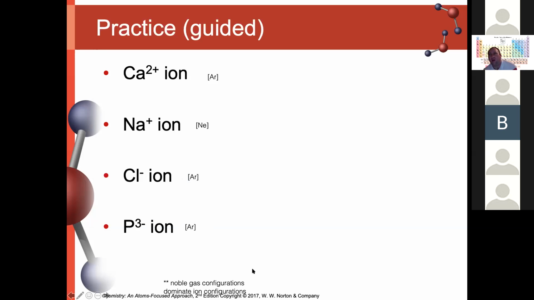And so for these kinds of configurations, when we're talking about the main group, that is the elements that reside in that S block, that's groups 1 and 2, groups 13 through 18, we tend to land on noble gases. And so the configurations for those are really easy to draw out. And that's what I mean by this little notation here. Noble gas configurations dominate ion configurations. That's what that means. It's the thing that happens.